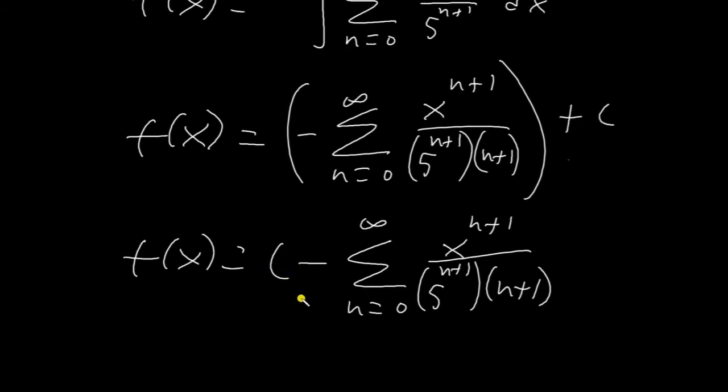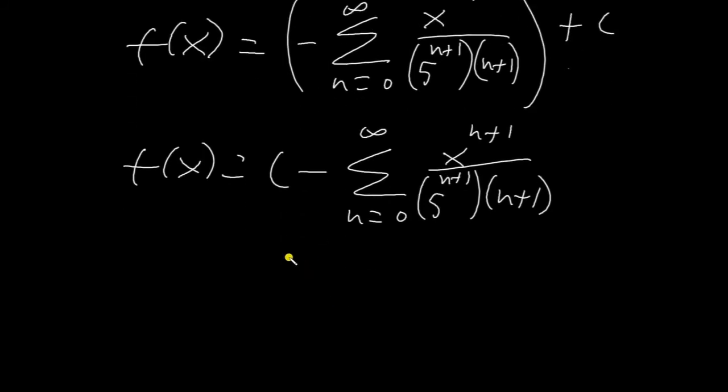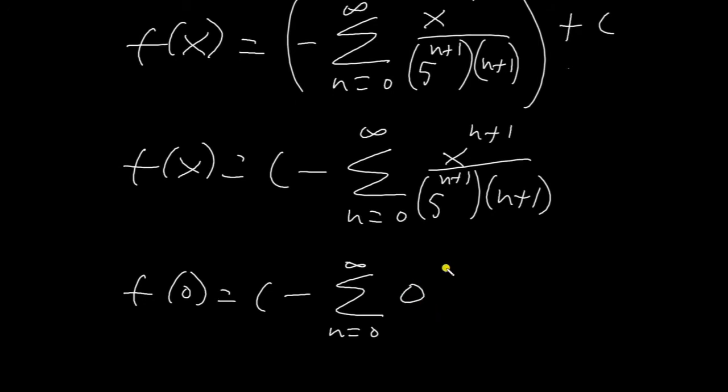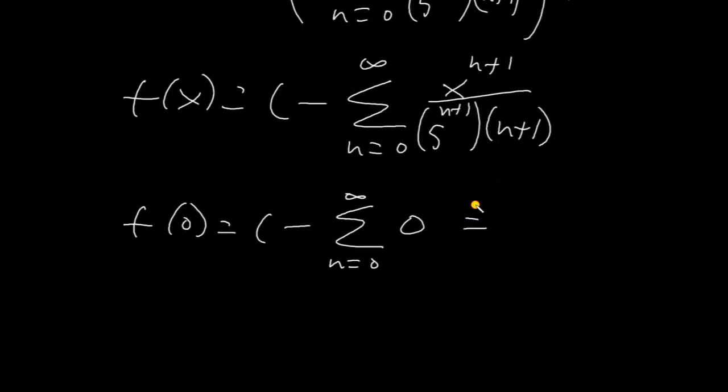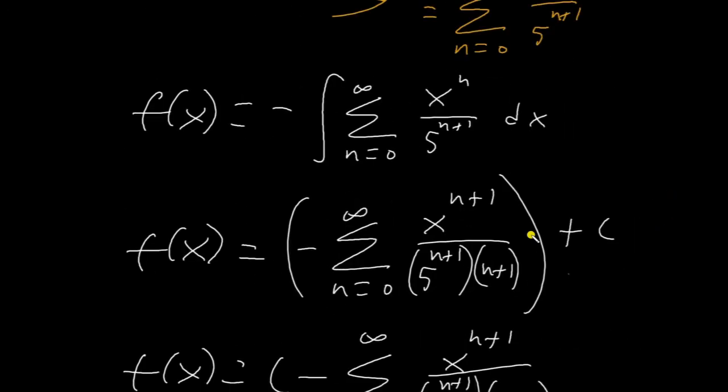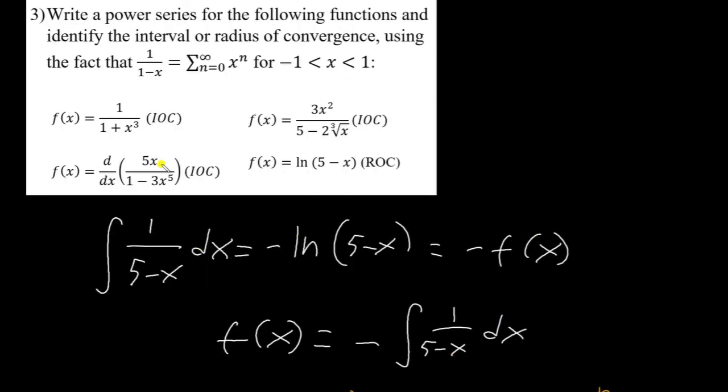How do you think we're going to figure out that value? Well, we'll just plug in some random number for x. Okay, so let's say plug in x equals 0. Let's do f of 0. That's going to be c minus sum from n equals 0 to infinity of 0 to the n plus 1. So 0 to the anything is 0, right? So this entire thing will be 0. So f of 0 equals c. Well, what is f of x? Remember, f of x is just the natural log of 5 minus x, right?